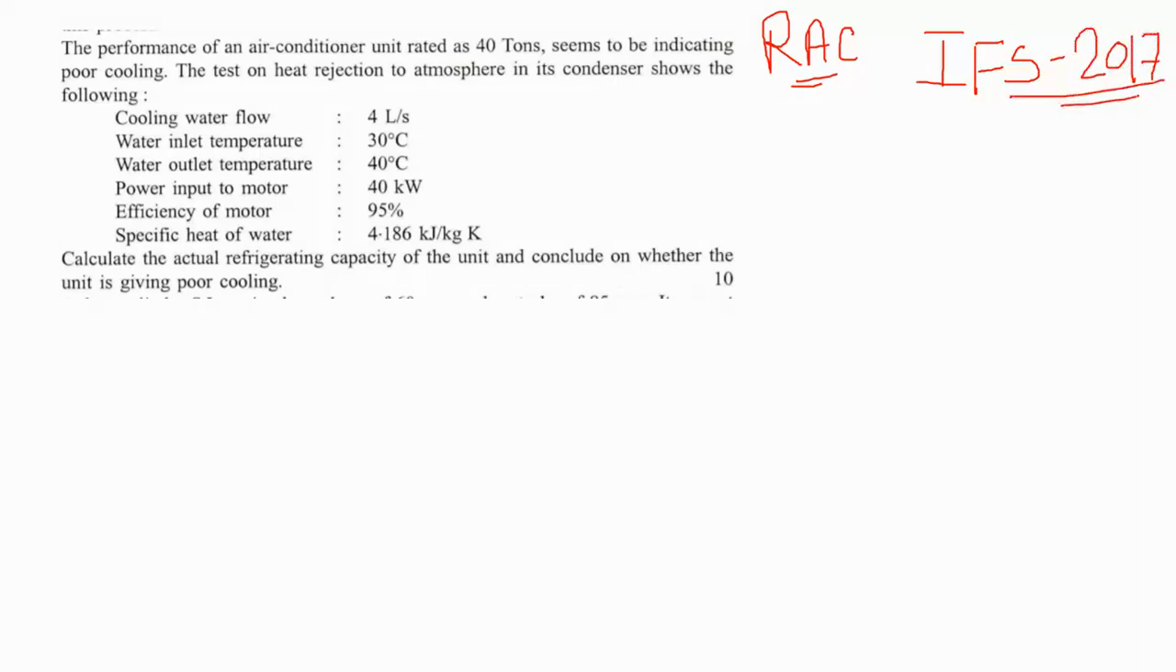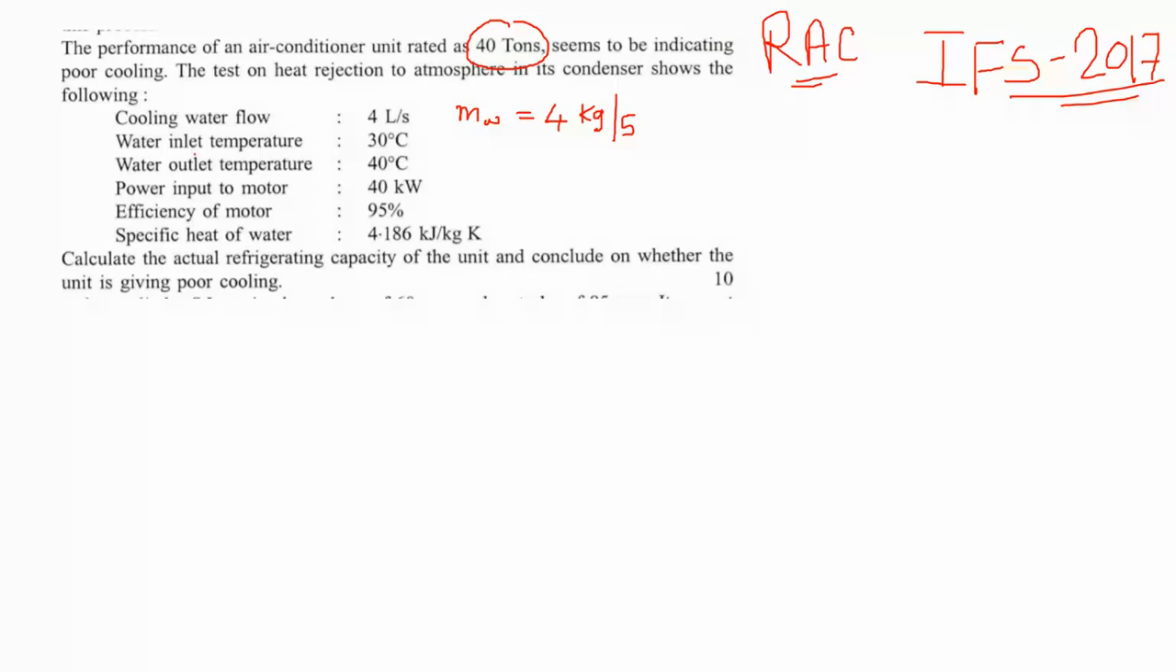So the question is: the performance of an air conditioner unit rated as 40 tons seems to be indicating poor cooling. The test on heat rejection to atmosphere in its condenser shows the following data. The cooling water flow, that means mass flow rate of the water, is given as 4 liter per second, that means 4 kg per second, because for water the weight is same as the volume.